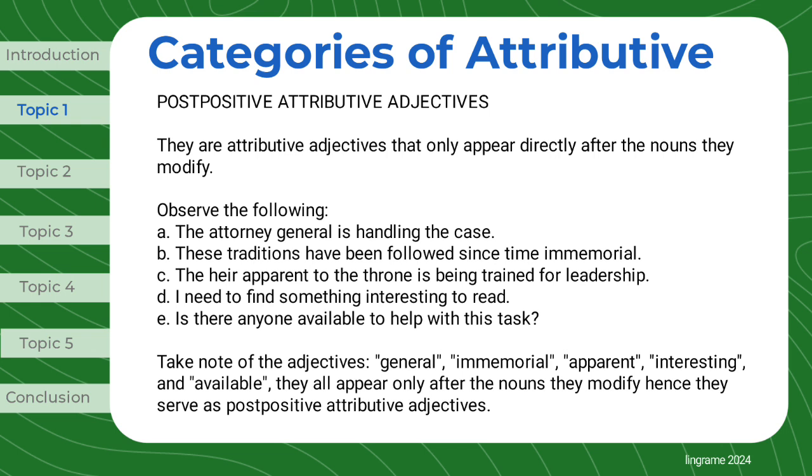Observe the following: The Attorney General is handling the case. These traditions have been followed since time immemorial. The heir apparent to the throne is being trained for leadership. I need to find something interesting to read. Is there anyone available to help with this task? Take note of the adjectives: general, immemorial, apparent, interesting, and available. They all appear only after the nouns they modify, hence they serve as postpositive attributive adjectives.